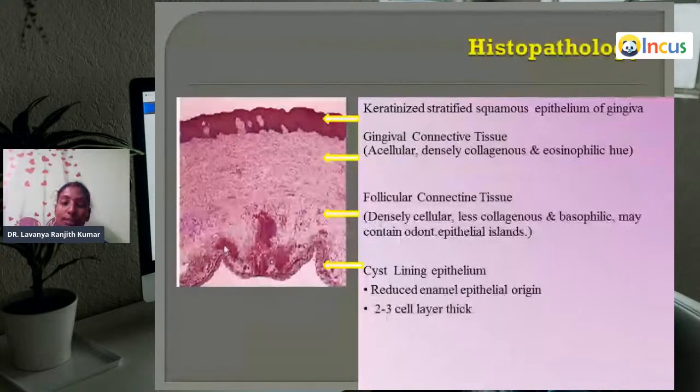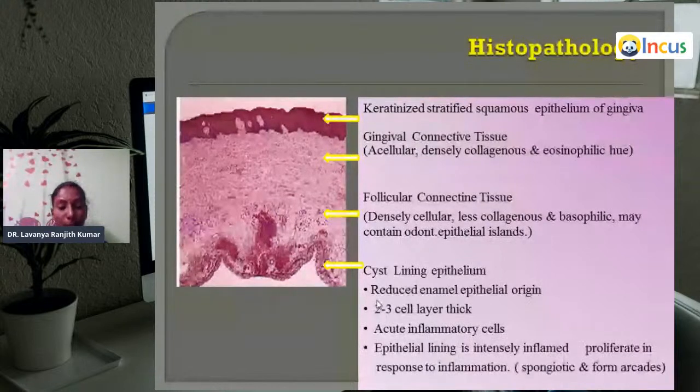And I told you, this is of reduced enamel epithelial origin. So it may be 2 to 3 layers thick, and acute inflammatory cells are also present if it is inflamed. The epithelial lining, if intensely inflamed, proliferates in response to inflammation. So it shows some arcading patterns, or spongiosis will be seen.